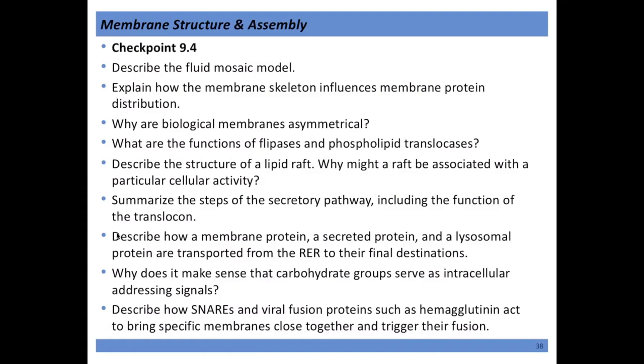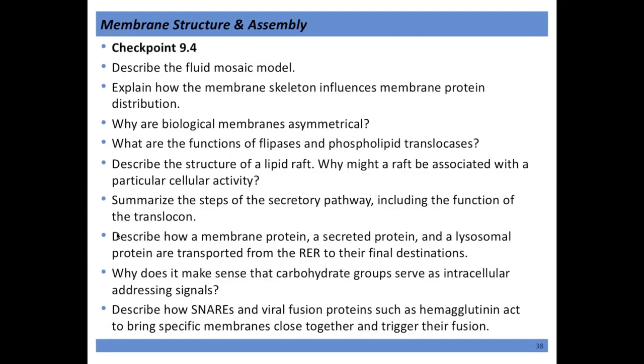In general, just understand the secretory pathway, how things actually get embedded in the membrane. Include, generally, the function of the translocon, how it actually gets the protein from the cytoplasm into the endoplasmic reticulum, and how that helps facilitate getting integral membrane proteins into a membrane. Yeah, we did talk about how a membrane protein and a secreted protein and the lysosomal protein are transported from the rough endoplasmic reticulum to their final destination.